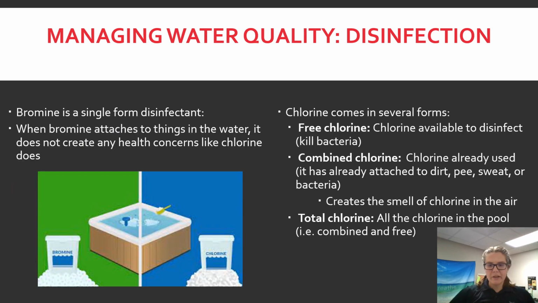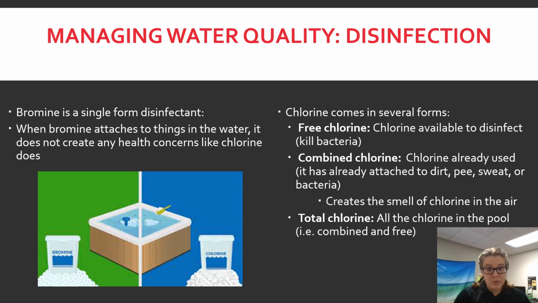Okay, so we have introduced these two types of disinfectants. Let's go into a little bit more detail. Bromine is really simple and to the point. Bromine, no matter what, is golden. If it attaches to things in the water, it's still bromine. It's still disinfecting. It's still working. Chlorine, on the other hand, gets a little bit more complicated. So what I'm going to do is go through these three different forms and then give you a really cheesy analogy that hopefully will connect a little bit.